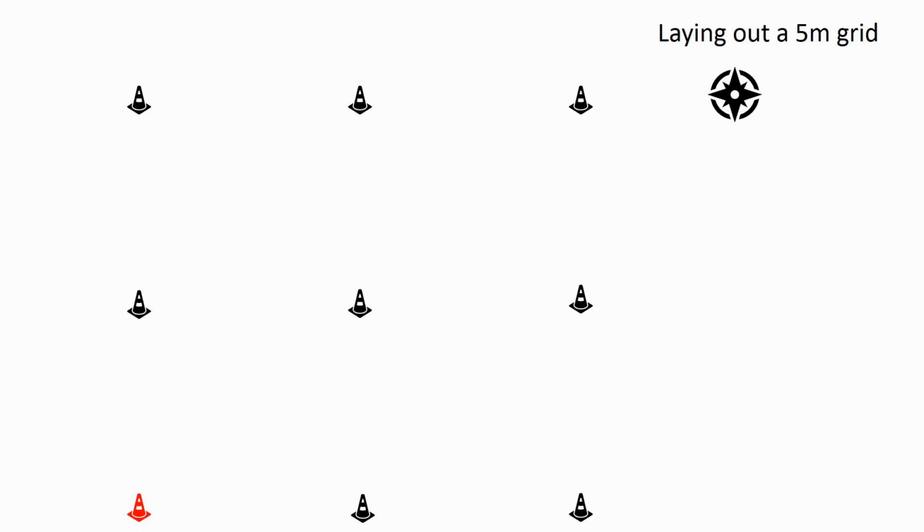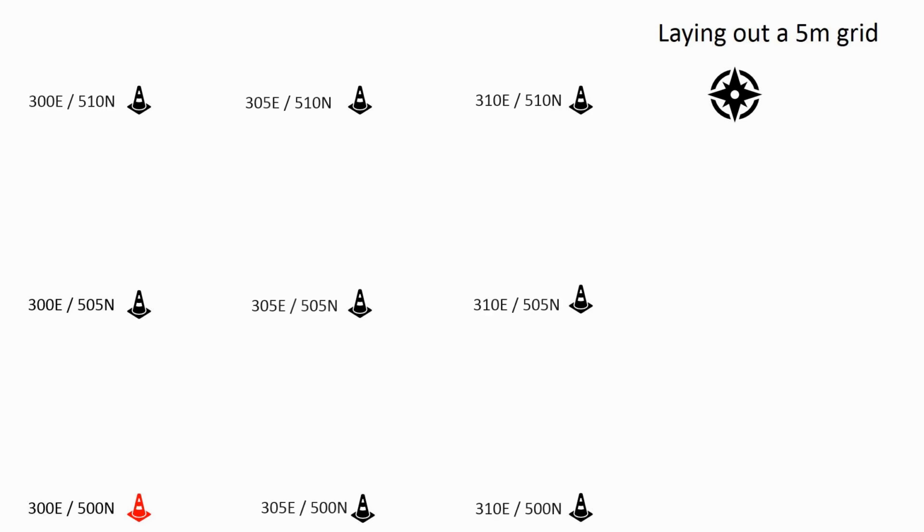In this case, we will give the origin point the coordinates 300 east and 500 north. This way, you'll also not get confused with coordinates that are too similar. And always use E for easting and N for northing. Ensure that there's never any confusion later on.